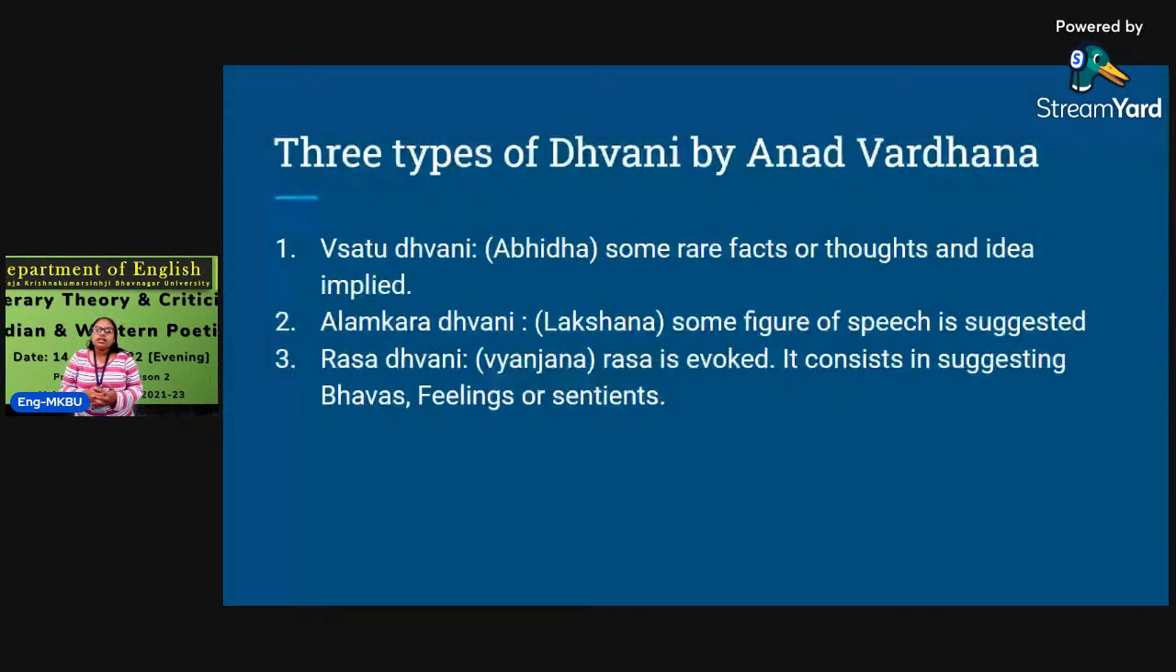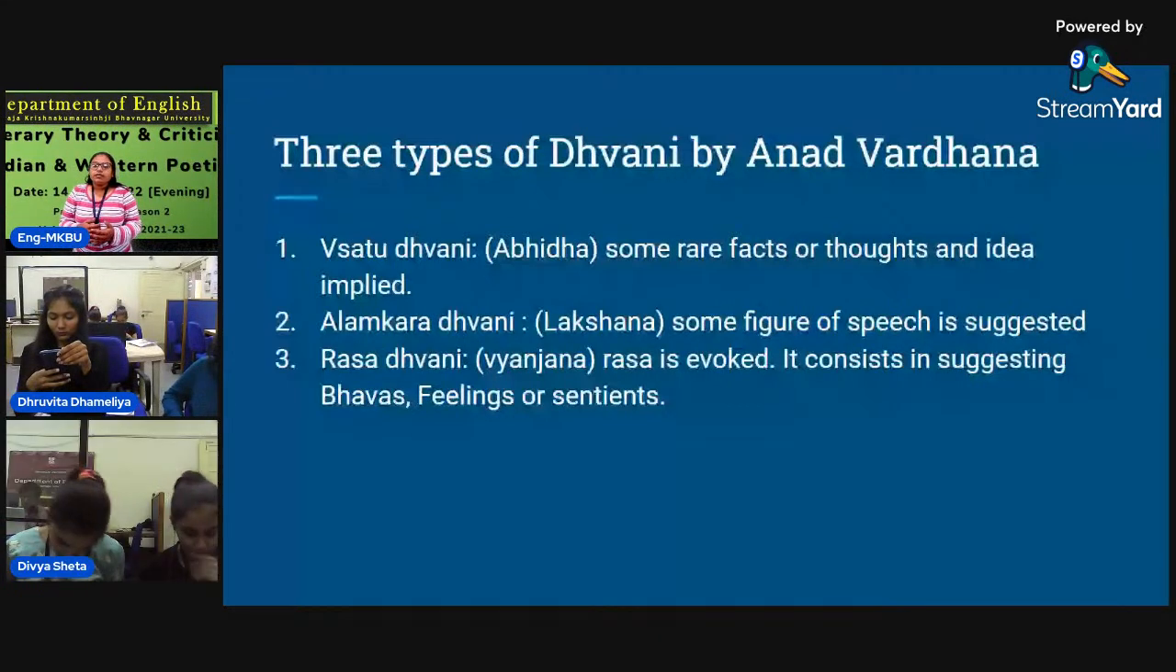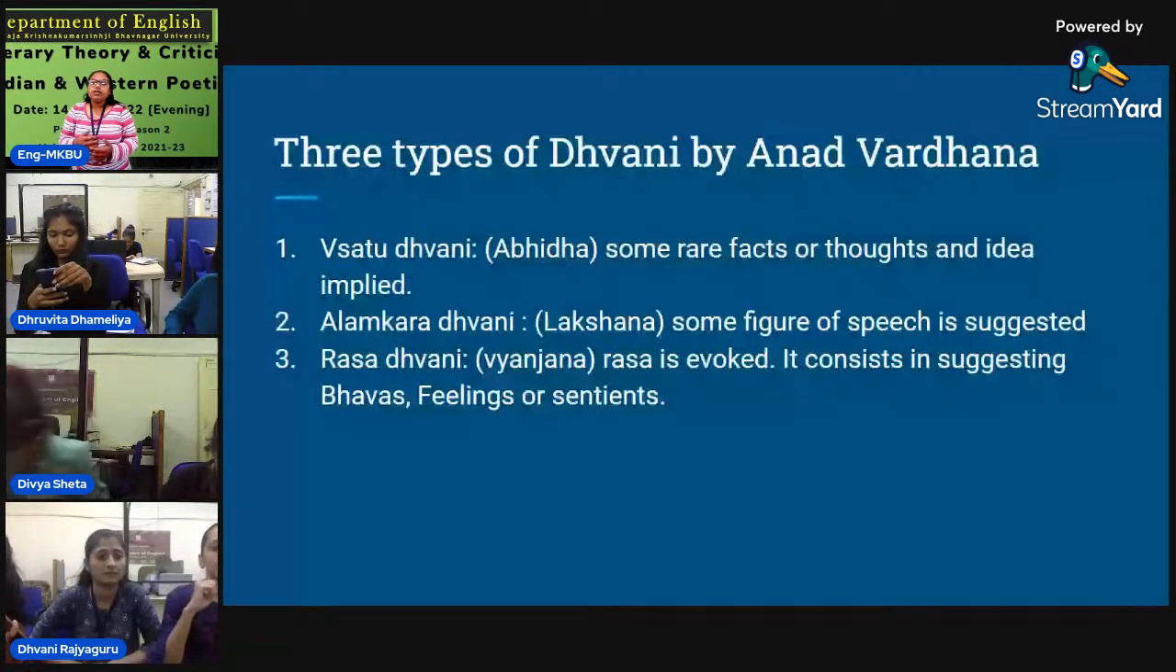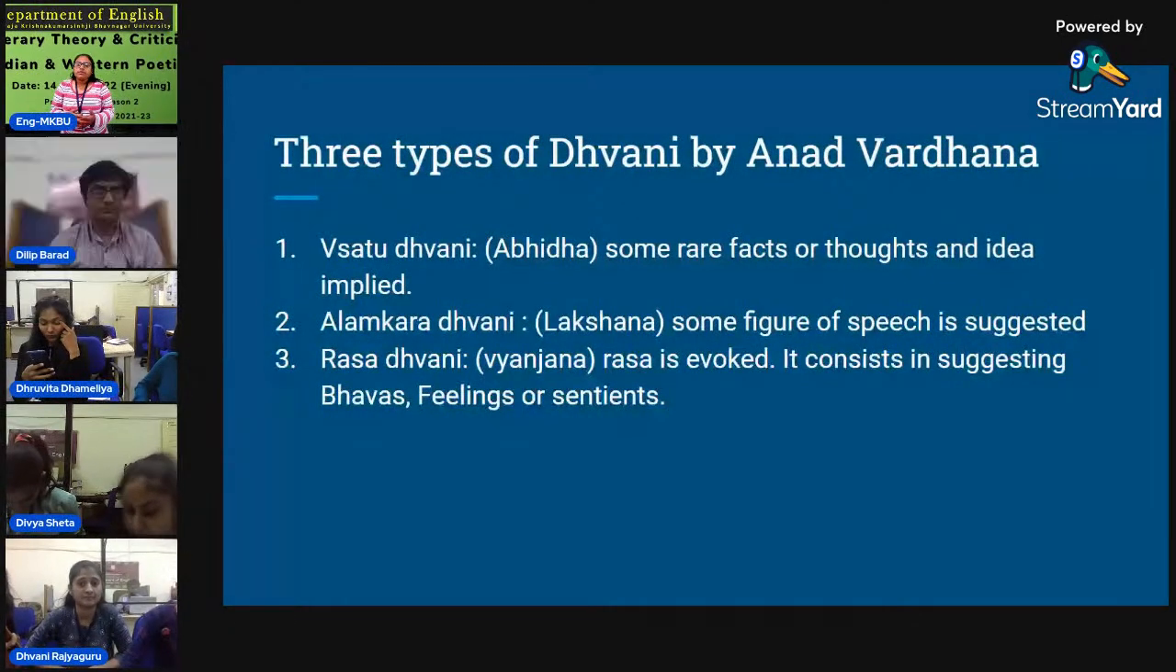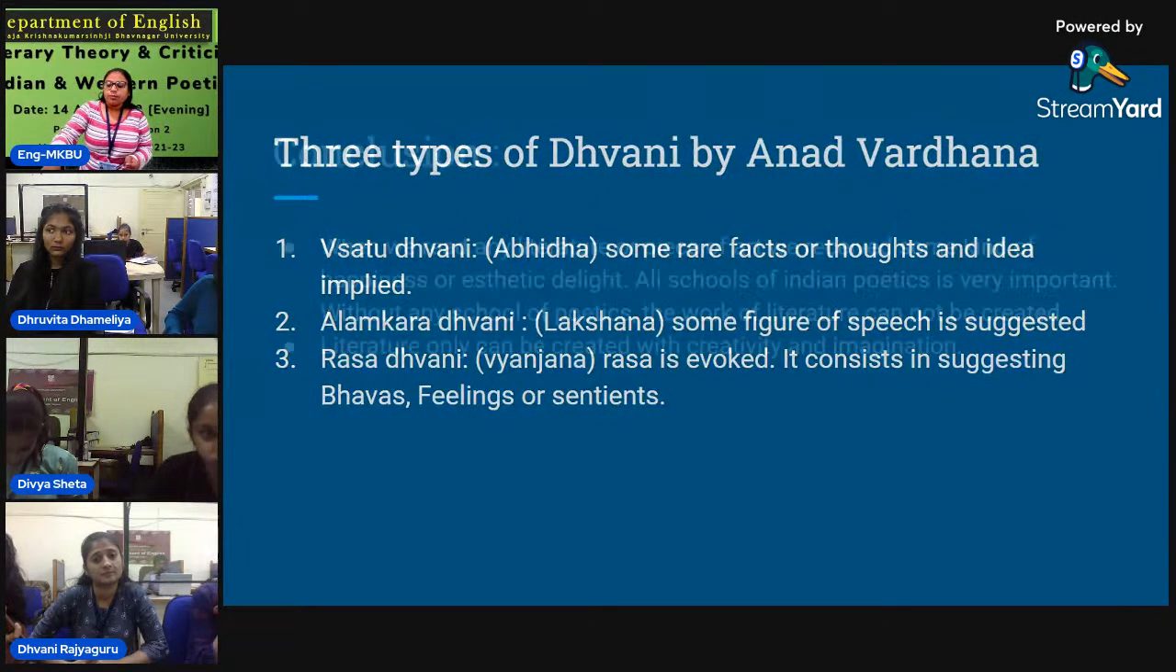The third one is rasa dhvani. It is also called vyanjana. Rasa is evoked. It consists in suggesting bhavas, feelings, or sentiments. This type of dhvani we can see in various poetry. By reading, we feel a feeling of love, or sometimes anger, or other feelings or rasas included in a poem. This is the rasa dhvani in poetry.